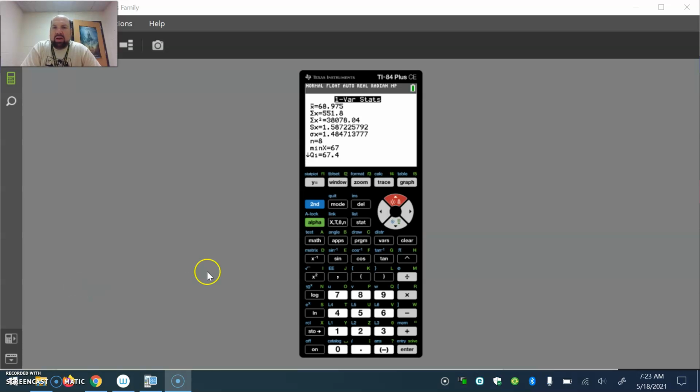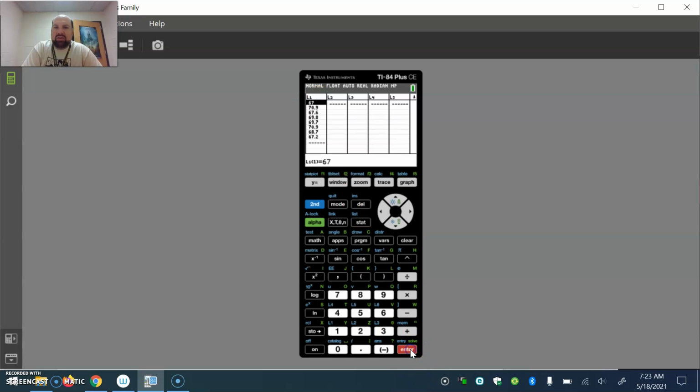Actually, I changed my mind. I do want to show you one thing. To get back to the main screen, I'm going to do second, quit again. I'm going to go stat, and then it's already selected the first thing, which is edit. So I'm going to hit enter.